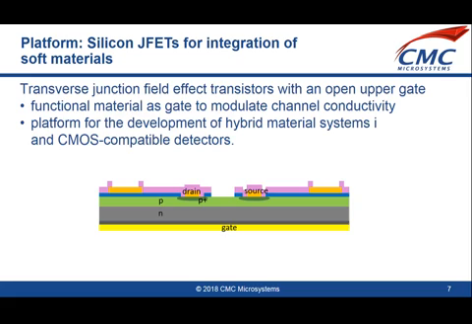And this allows the designer to integrate a functional material directly onto the semiconductor at that location. The functional material can act as the upper gate to modulate the channel conductivity. So this platform is useful for the study and optimization of novel hybrid material systems in silicon and the realization of some higher performance CMOS compatible detectors.